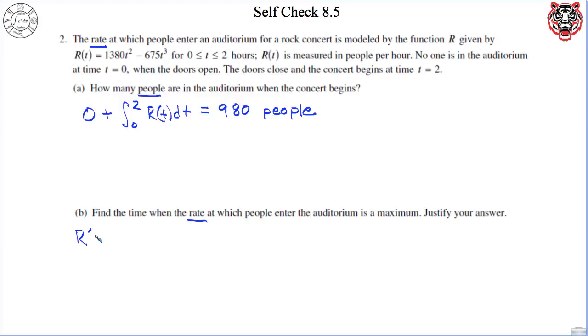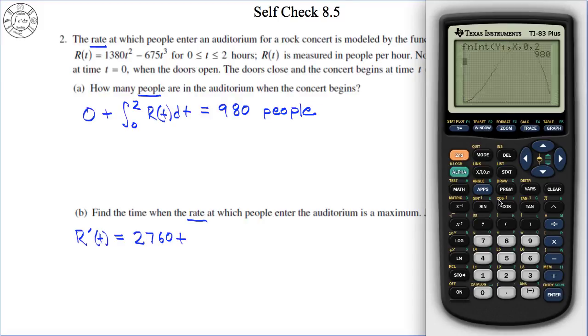So r prime of t, we're going to set that equal to 0. If I take the derivative, multiplying down by 2, that's 2,760 t, and then 675 times 3. I'm going to mess that up, so I'm going to just use my calculator. 675 times 3 is 2,025. So 2,760 t minus 2,025 t squared, and I need to set that equal to 0. I can factor out a 15t from both terms.